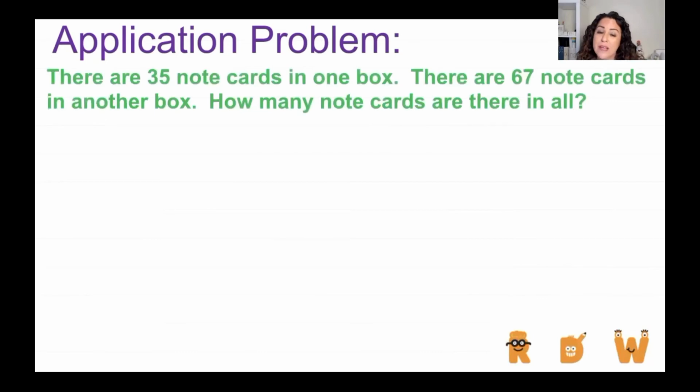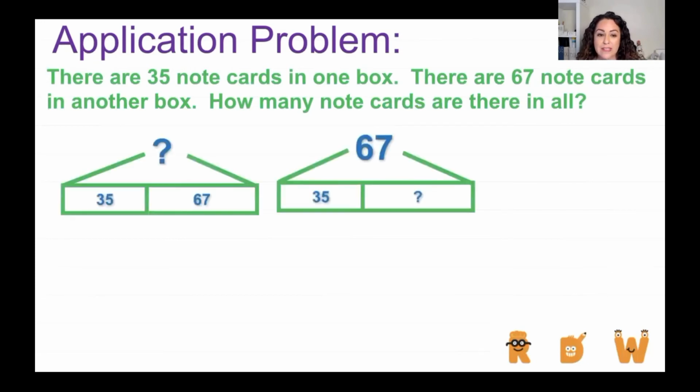Okay, now we're moving on to the application problem. This is a story problem, and we're going to use the RDW method. So this means read, draw, and write. So let's go ahead and look at the problem. There are 35 note cards in one box. There are 67 note cards in another box. How many note cards are there in all?